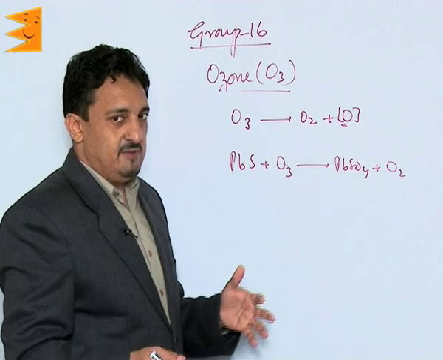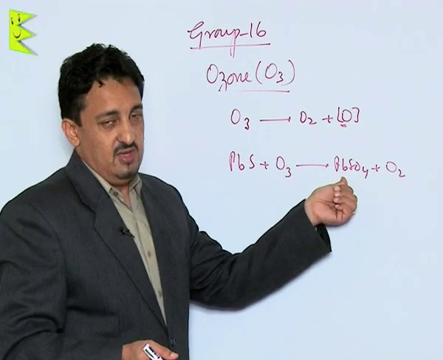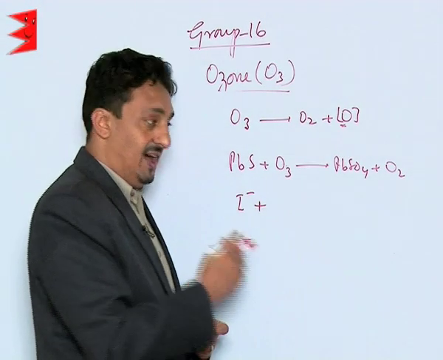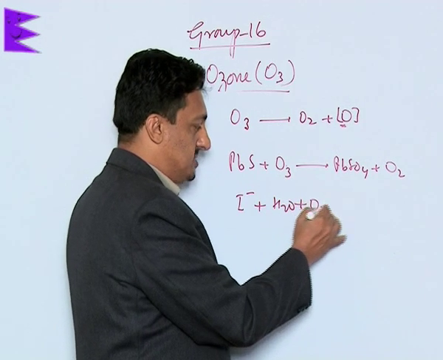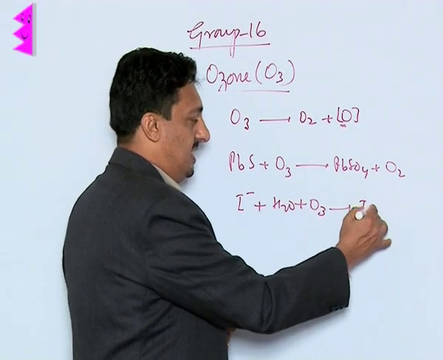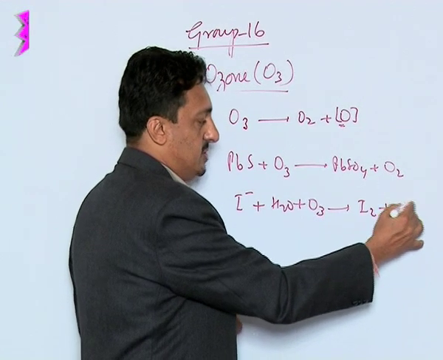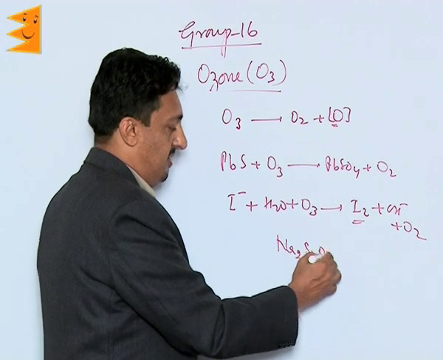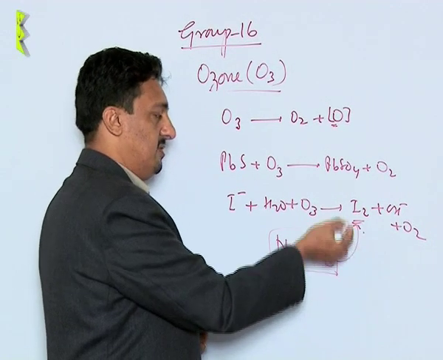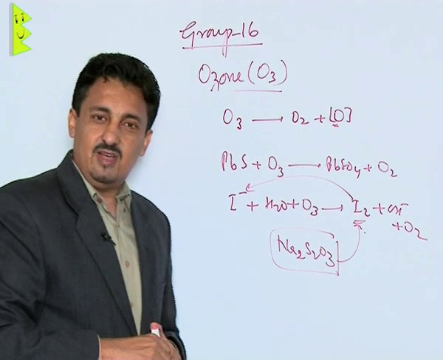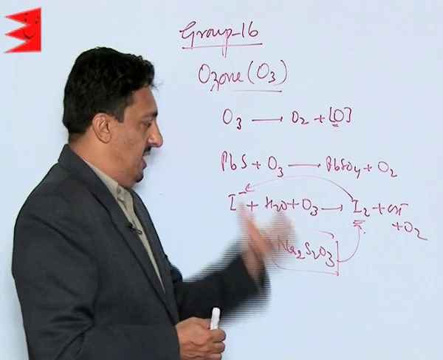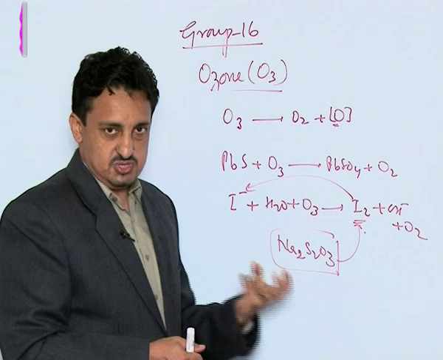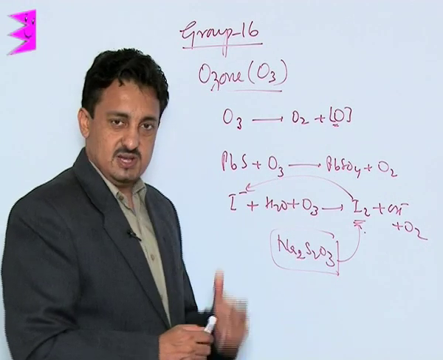But those ancient paintings, when kept in an ozone atmosphere, get changed into white or colorless lead sulfate and oxygen. Similarly, we can find out quantitatively the amount of iodide ion in any aqueous solution by passing ozone, because ozone oxidizes iodide to iodine, and it forms OH minus and O2. Now this iodine can be quantitatively titrated with sodium thiosulfate solution, and from how much iodine is there, we can find out how much iodide was there in the original aqueous solution. That's another of its uses in oxidation reactions.